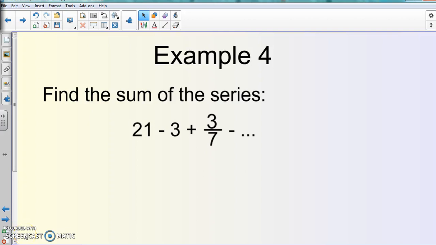So here we go with example 4. And with that, again, we're going to find the sum of the series. And because we're talking about the sum, that means we're going to deal with the S formula. Before we can do anything with it, we have to make sure that it has a common ratio. If it doesn't have a common ratio, we can't do this formula, because this formula is under geometric.